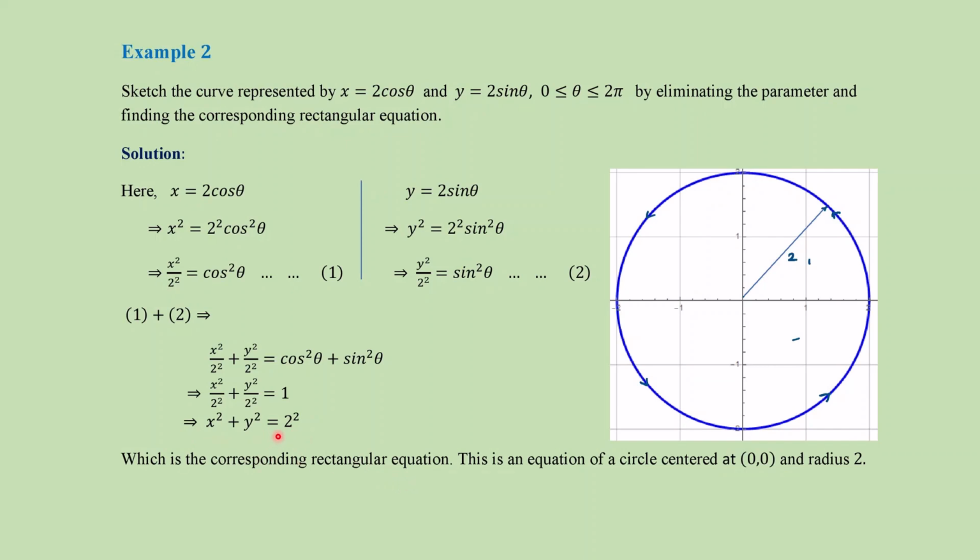And this is the equation of a circle with center (0, 0) and radius 2. So this is the circle with center (0, 0) and radius 2, and its direction is this way, because if theta is here, theta is 0, and here theta is 90 degrees, here theta is 180 degrees, here theta is 270 degrees. Okay.